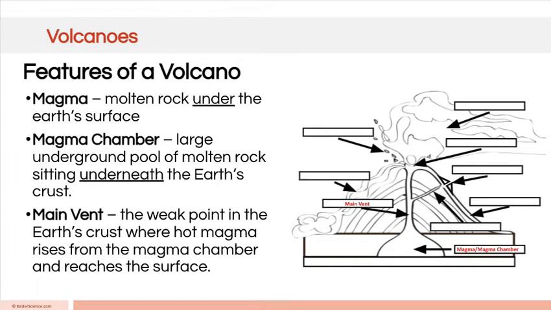When magma is under the earth, it forms in a large underground, almost like a pool, and we call that the magma chamber. You can see it is right here, that magma chamber, where the magma is just sitting and waiting to erupt out of the volcano. The main vent is the weak point in the Earth's crust where the magma rises up out of the earth and comes to reach the surface. So again, that is right here, where the Earth's crust is meeting the top of the mountain.